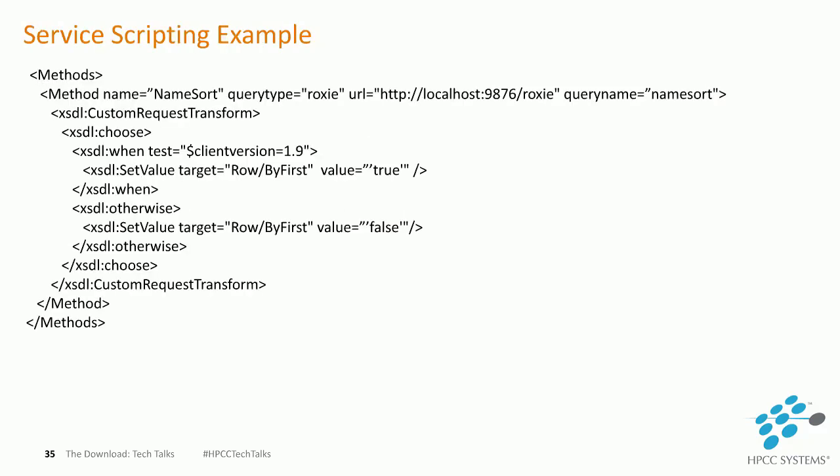And this is an example of the service scripting. You can see the transform type is custom request transform. What it does is sets a field specified by the XPath to a certain value, and you can control when to set it, under what condition to set it, with the conditional statements.